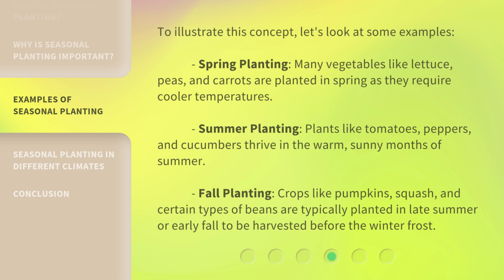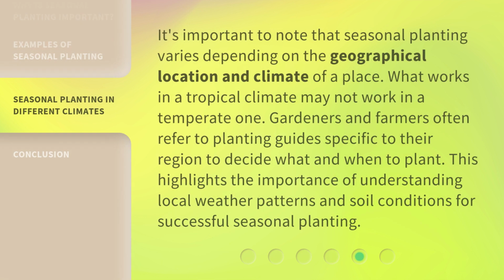Fall planting. Crops like pumpkins, squash, and certain types of beans are typically planted in late summer or early fall to be harvested before the winter frost. It's important to note that seasonal planting varies depending on the geographical location and climate of a place. What works in a tropical climate may not work in a temperate one.